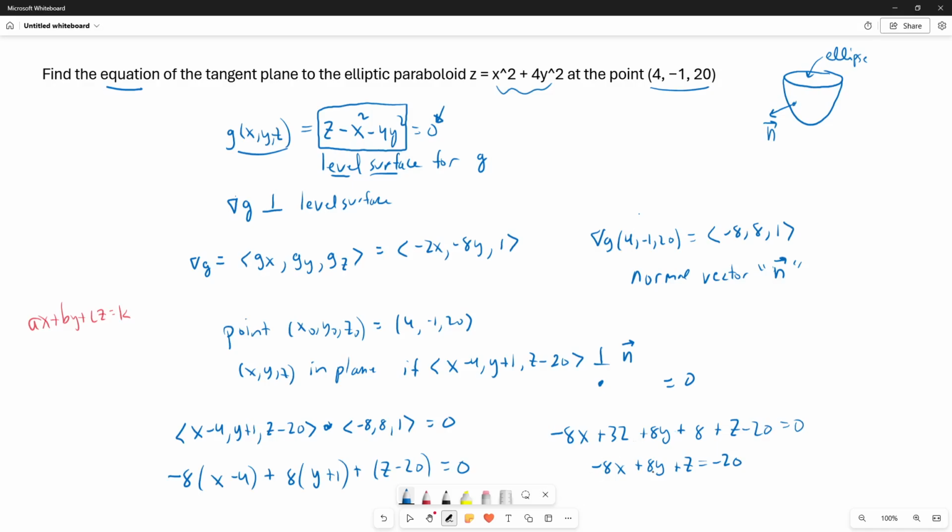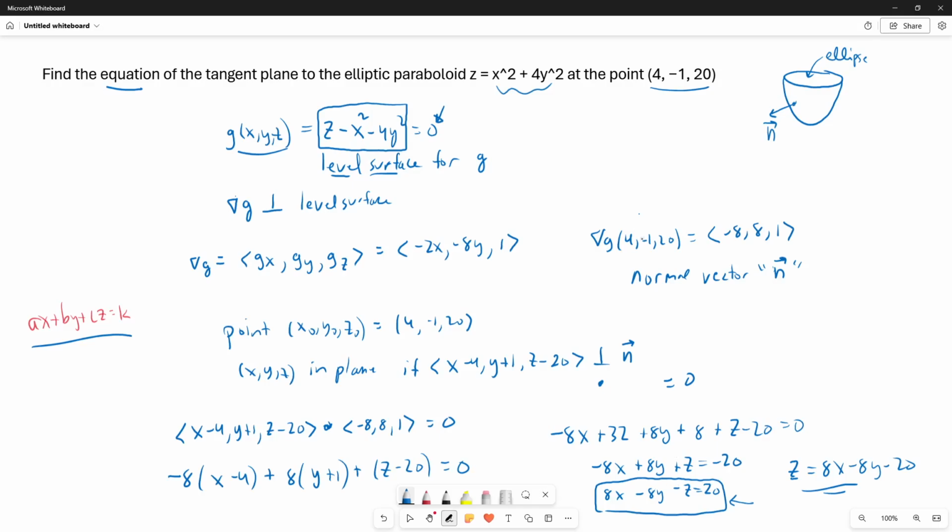And if we want to lead off with a positive, we could say 8x minus 8y minus z is equal to 20. Either way, we have a plane. We could also solve for z. Just put the z over here and the 20 over there: z equals 8x minus 8y minus 20. So there's another form. This is the standard form here for the equation of a plane.